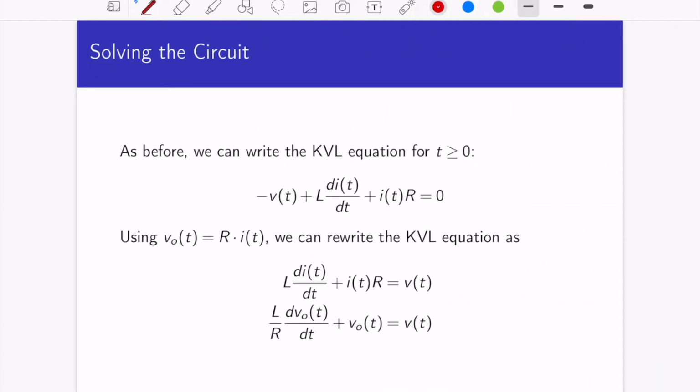So just like before, we can write the KVL equation for t greater than or equal to 0. We get minus V of t plus L di/dt plus I R equals 0. If we look at V out of t as being R times I of t, then we can write that KVL equation and rearrange it to get L over R times dV out/dt plus V out of t is equal to V of t.